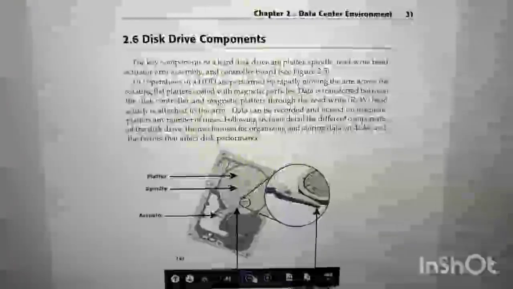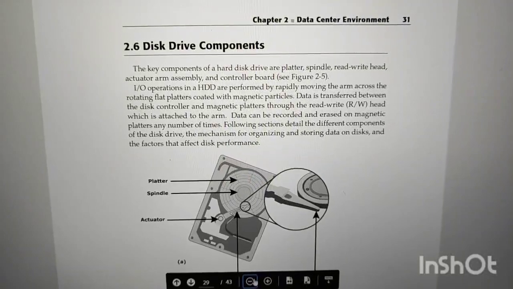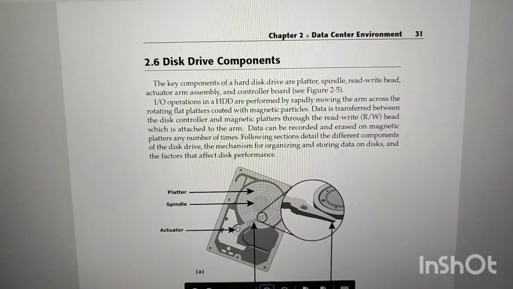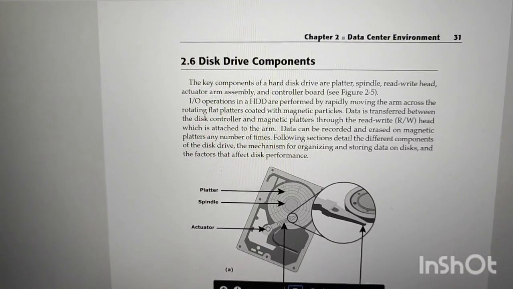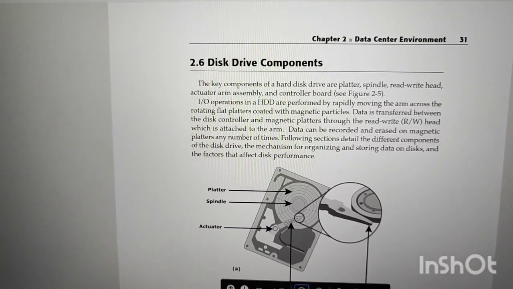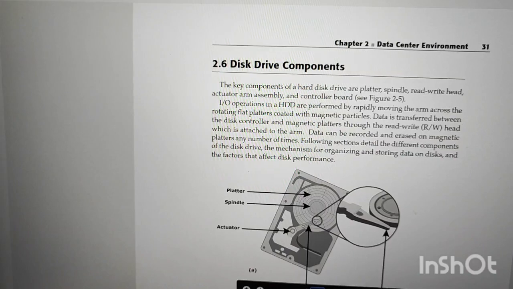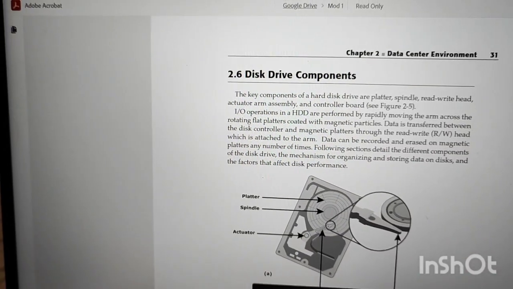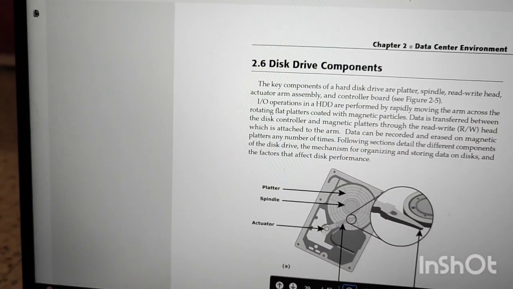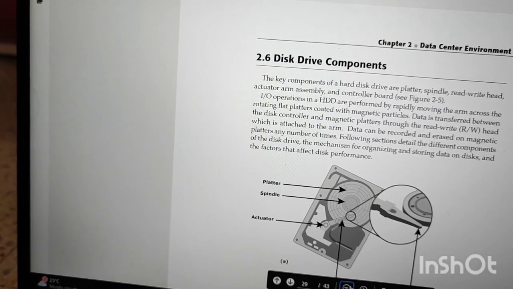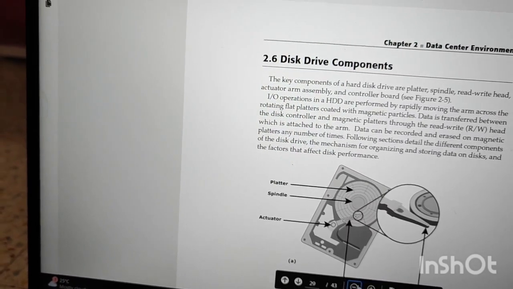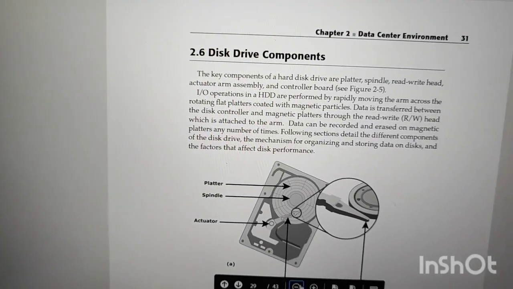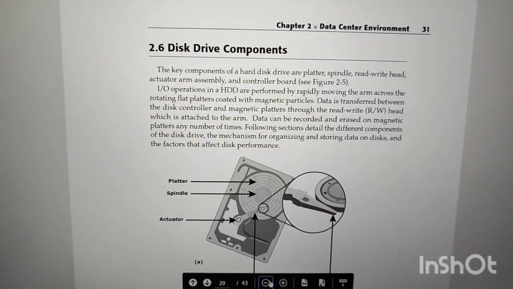In module 1 we have a question called disk drive components, and they've listed out a few components that we need to name. For example: platter, spindle, read write head, actuator arm assembly, drive controller board, physical disk structure. What you have to do is explain the components. For that, knowing the components and the drawing is important.